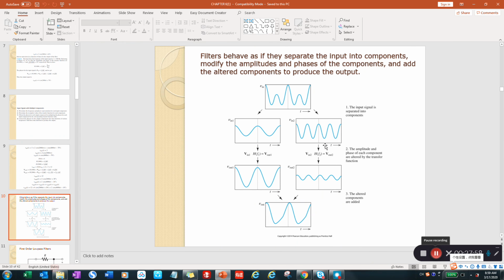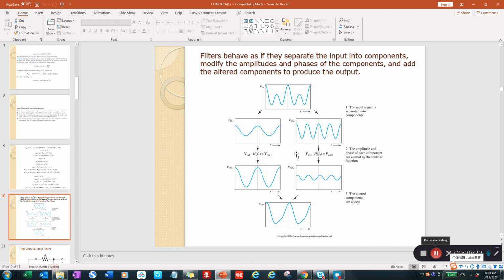In most cases, we know the low frequency in fact is your signal. The high frequency in fact is noise. So what we want to do is amplify the signal. That is what we want. But we want to get rid of the noises. That's not what we want.